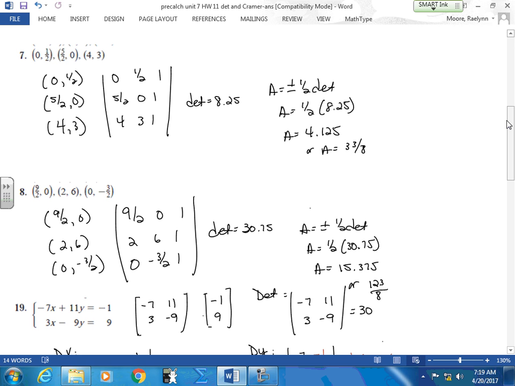You could leave it as a decimal. You could leave it as an improper fraction. You could leave it as a reduced fraction. Technically, instead of this, it probably should be an improper one. Whichever way you left it. Good? So those were the easy ones, right?